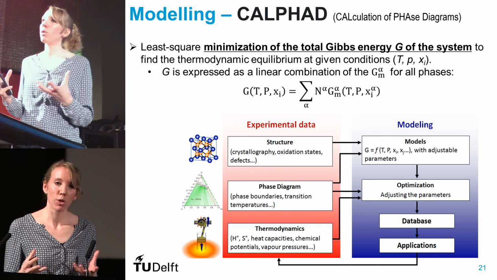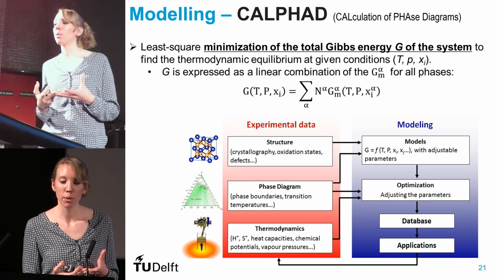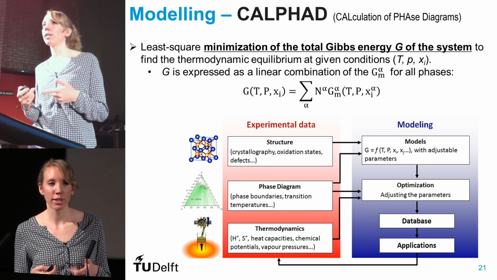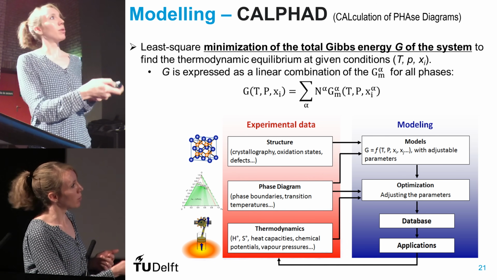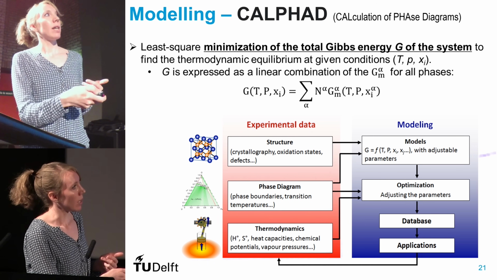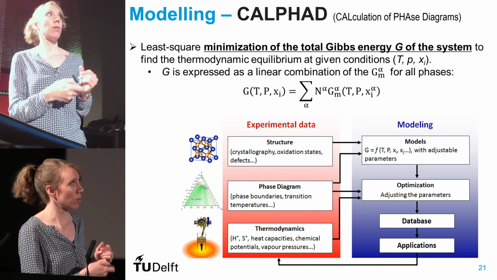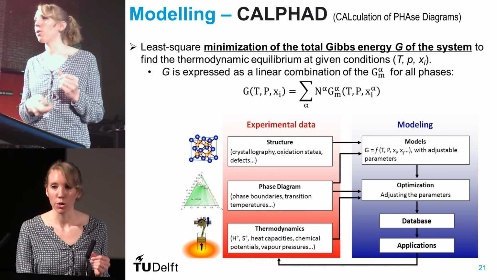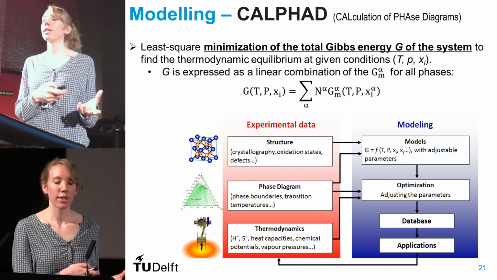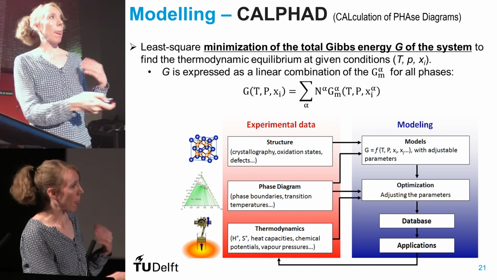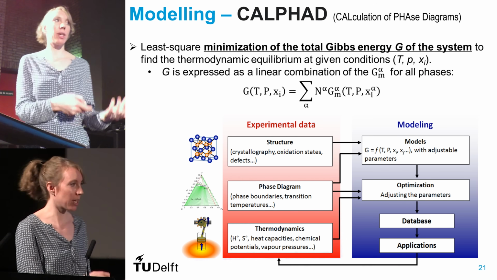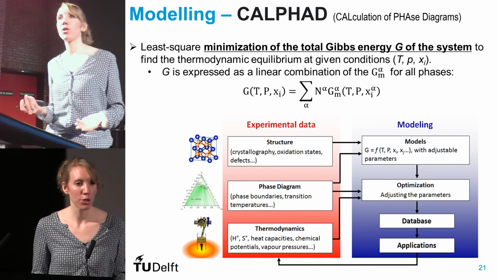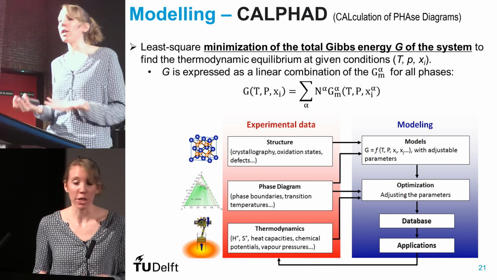To construct this model, we need experimental data as input. We use structure data, phase diagram data, thermodynamic data as input into our model. And we have then all phases expressed with some adjustable parameters, which we optimize to fit as best as possible the experimental data. With this, we create a database, and then we can make application calculations in ranges of composition and temperatures which have not been measured experimentally.